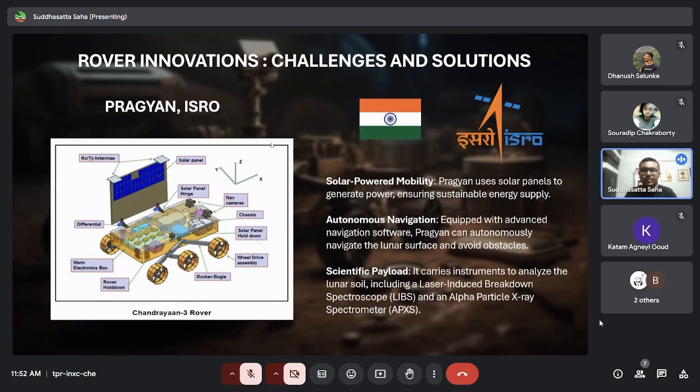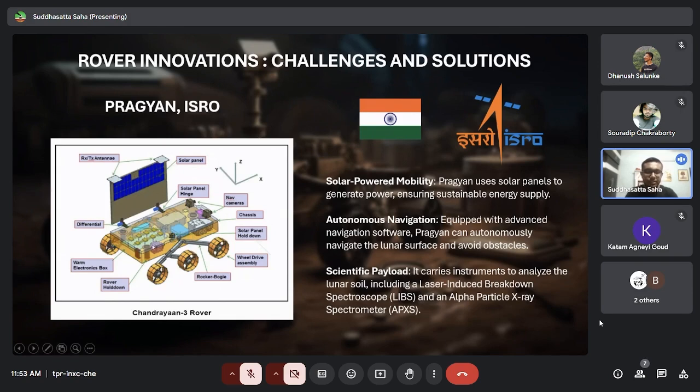It demarks our technological superiority in these space missions, which was the vision of our great revolutionary father of Indian space science, Dr. Vikram Sarabhai. So if he was alive today, he would be very happy about this progress we have made. So Pragyan of ISRO, you can see an image.